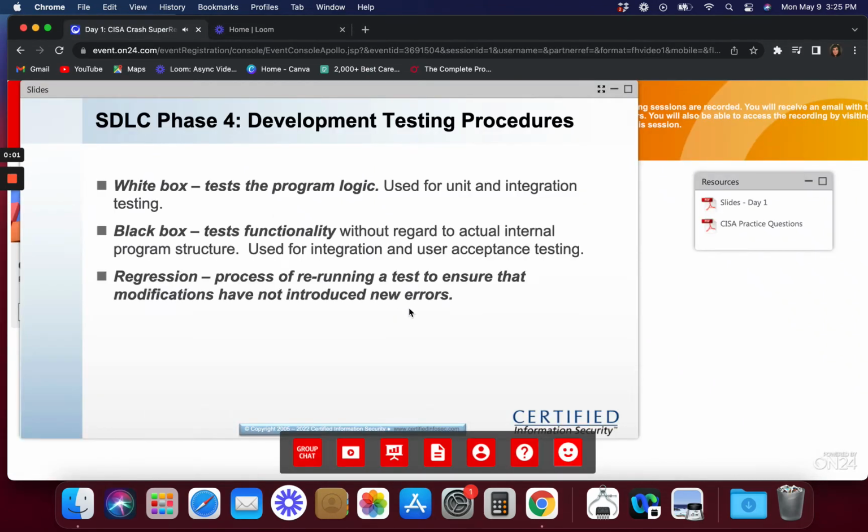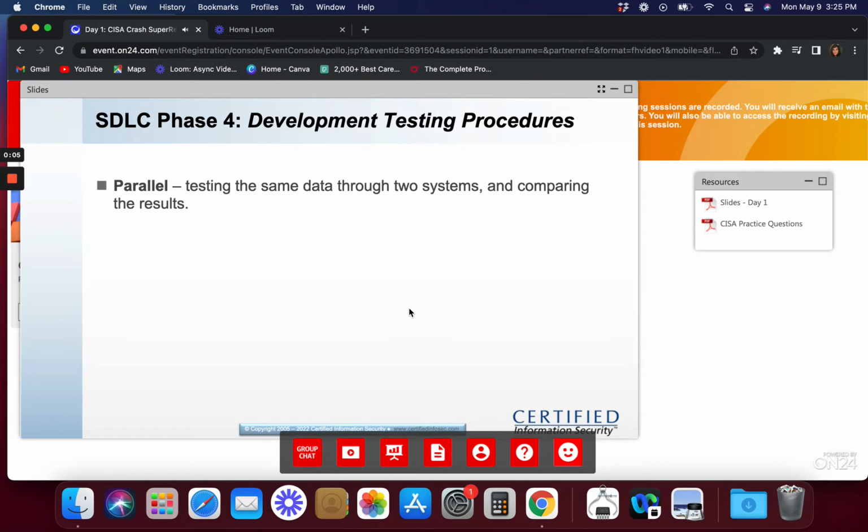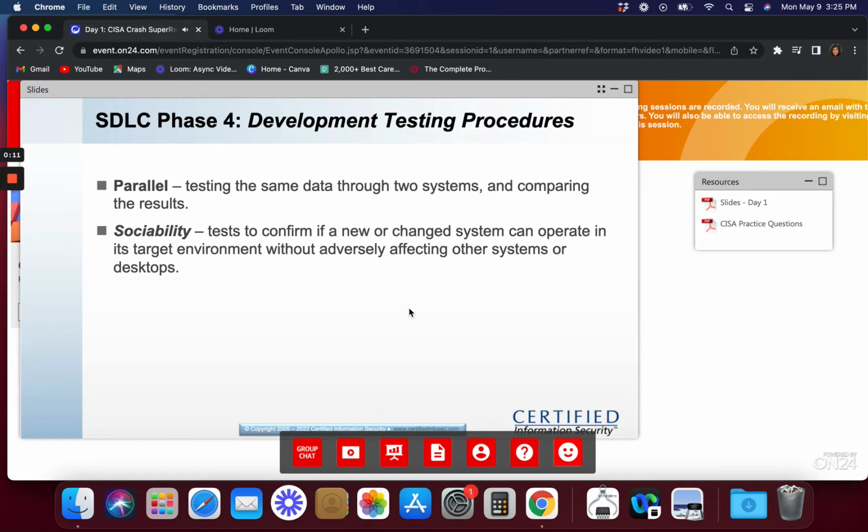We have parallel testing, testing the same data through two systems, comparing the results, making sure that the new system is coming up with the same results as the old system. Sociability testing, interesting, confirms if a new or changed system can operate in the target environment without screwing up what's already there. So in other words, is it going to work well with our legacy systems? They call that sociability testing.